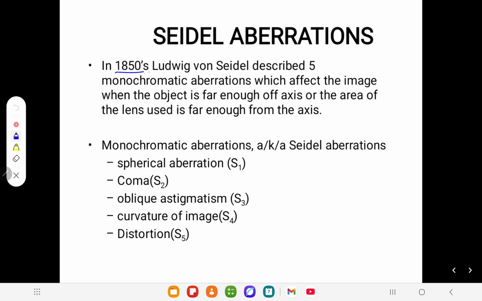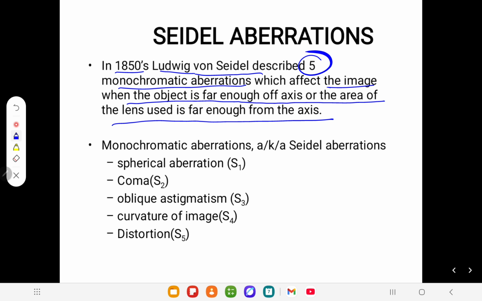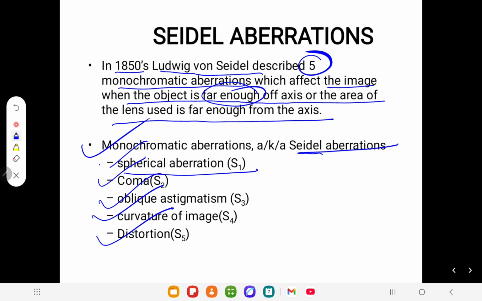In 1850, Ludwig von Seidel described 5 monochromatic aberrations. This is not chromatic aberration, this is monochromatic aberration, which affects the image. Monochromatic aberration means it happens in reflection also, not just refraction. It affects the image when the object is far off axis or the area of the lens is far enough from the axis, isn't it? Far off axis means it's not at closer paraxial rays. So monochromatic aberration, also known as Seidel's aberration, has 5 aberrations: spherical aberration, coma, oblique astigmatism, curvature of image, and distortion. Today we are discussing spherical aberration, but I am seriously telling you guys, you have to understand paraxial approximation, which is very crucial.